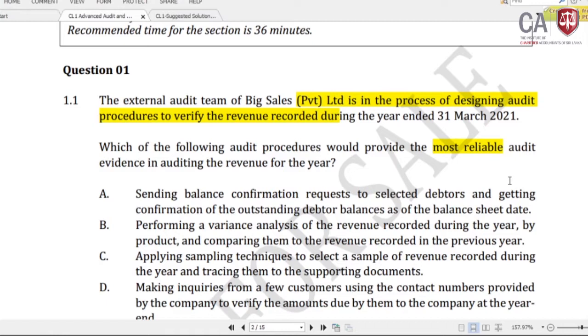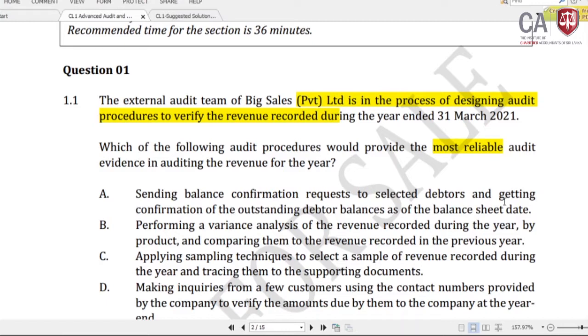So all four answers are correct. Now we have to see what is most reliable in terms of revenue. Number one, sending balance confirmation requests to select debtors and getting confirmation of the outstanding debtor balance as of the balance sheet date. As I told you, you need to apply the elimination theory. Answer A can be eliminated, because balance confirmation, that is circularization of debtors, is applicable for the auditing of trade debtors, not for revenue. So answer A is not a correct answer.